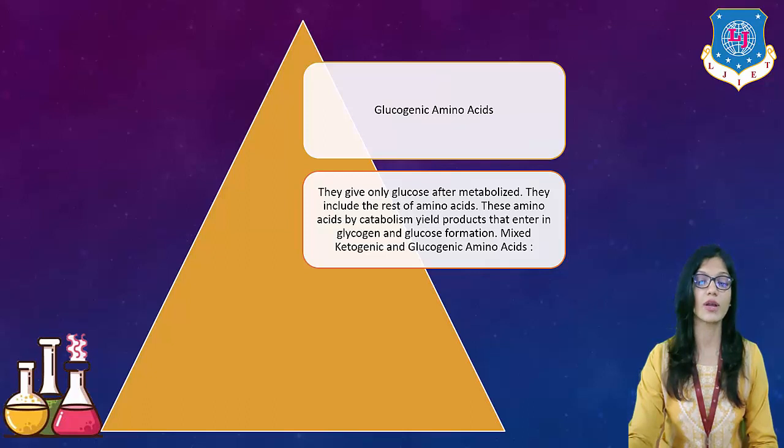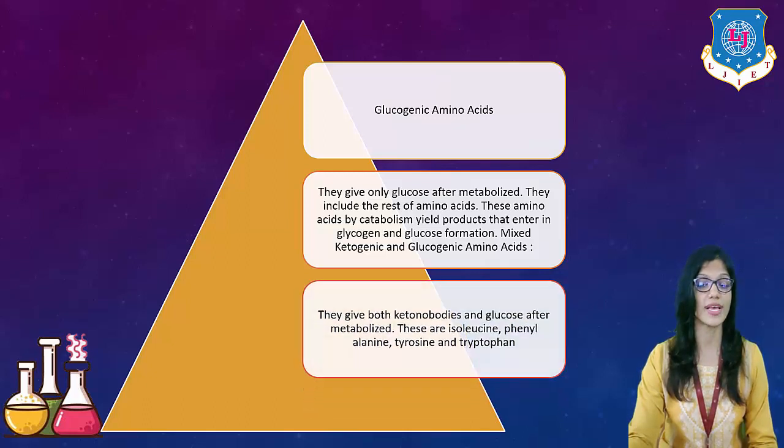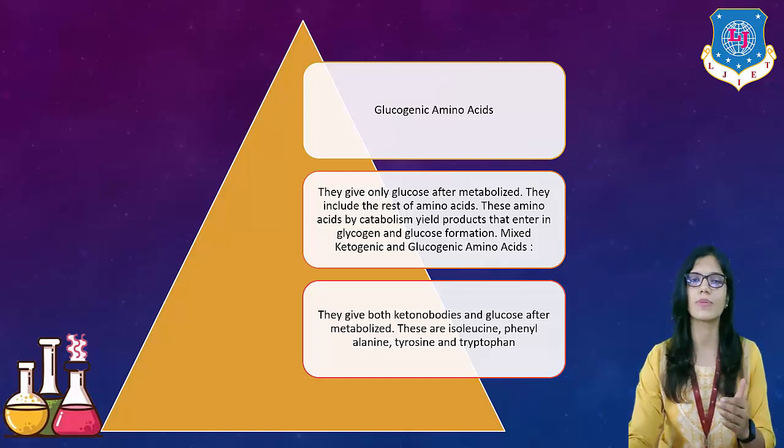Mixed ketogenic and glucogenic amino acids. So next is our mixed ketogenic as well as glucogenic amino acids. So they give both ketone bodies as well as glucose after they get metabolized. These are isoleucine, phenylalanine, tyrosine as well as tryptophan. They are considered as ketogenic as well as glucogenic amino acids both.